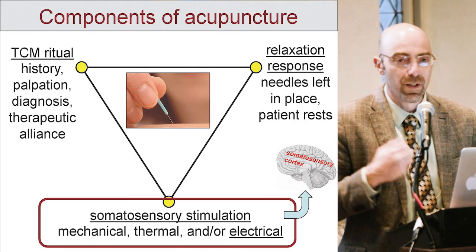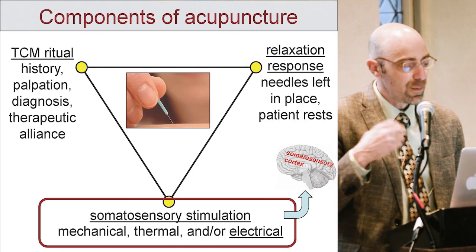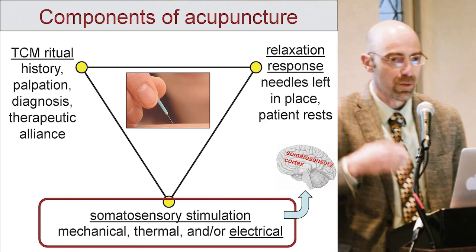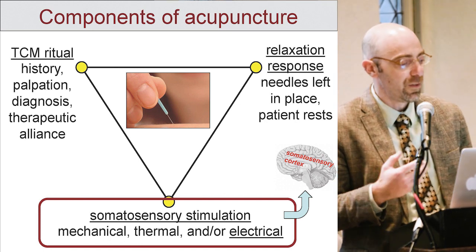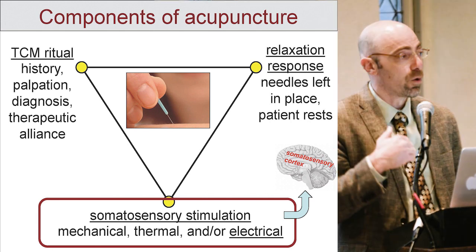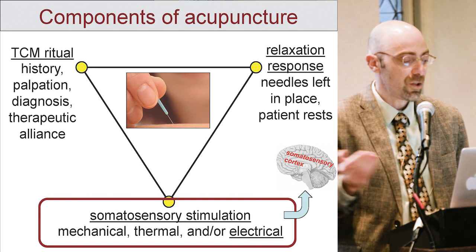So in our studies, when we're looking at acupuncture, I think it's important to look at different components of acupuncture. We know that with acupuncture, there's sort of the ritual aspect of it, the history, the palpation, the diagnosis, and the therapeutic alliance that's formed between the clinician and the patient.